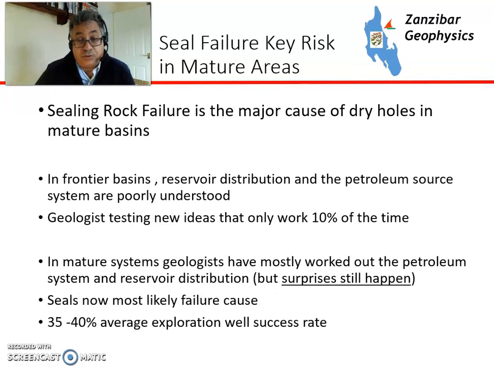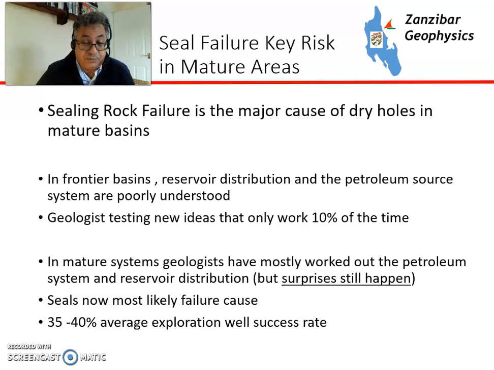Now, sealing rock failure is the major cause of dry holes in mature basins. It's a fairly significant cause of dry holes in other basins as well, but in mature basins, it's the main cause. In frontier basins, we don't really understand the reservoir distribution, we don't really understand the source system, may not always understand the trapping style, and therefore the geologists are testing new ideas, and the ideas only work about 10% of the time. So that's the normal success rate for wells in frontier basins. So 90% of frontier exploration wells fail. The 10% more than make up for it, but 90% of them fail.